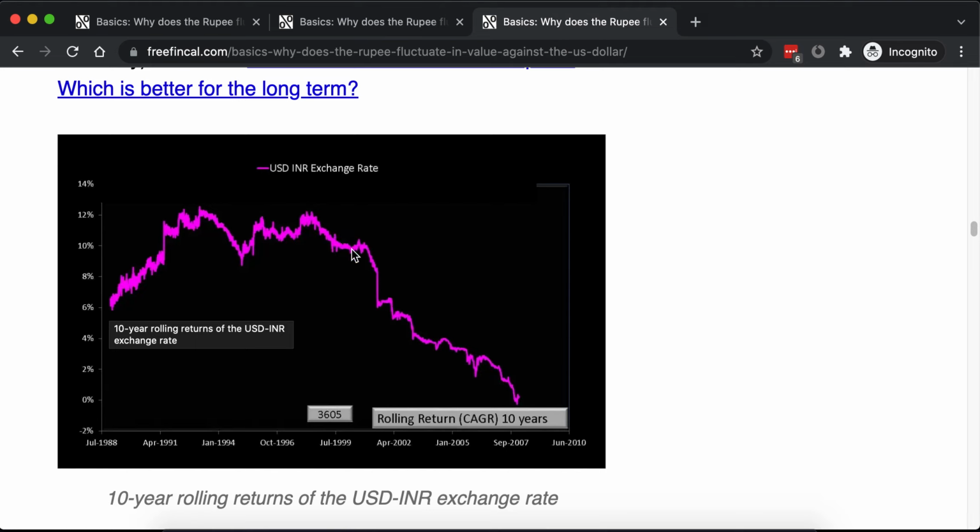Whereas now you can see that the rupee has become so much stronger. The USD INR rate, the return over 10 years, that is the change over 10 years, has become so much lower. It's basically like 1 or 2% over 10 years or something like that, or even less than that. And so that's a very good sign. So you don't want to bet on the rupee too much. I should say, you don't want to bet against the rupee on the rupee becoming too weak and so on. So that's about it.